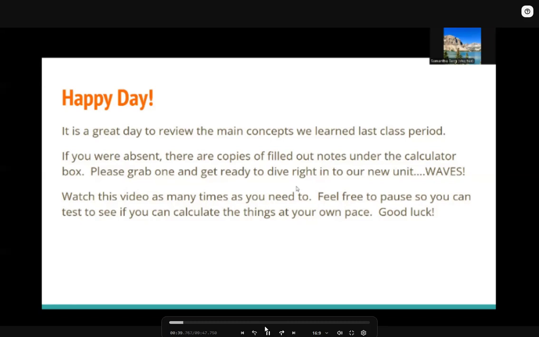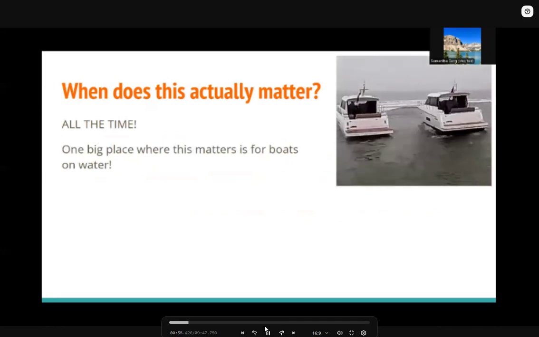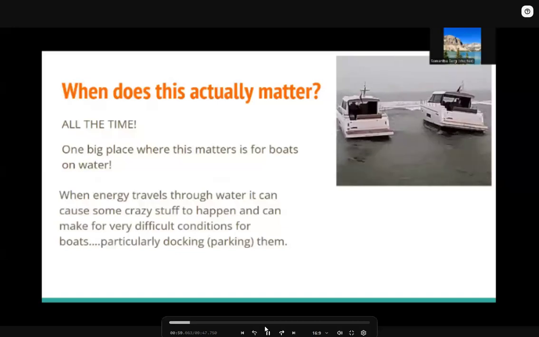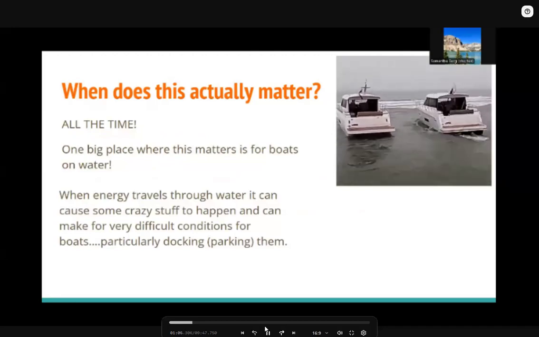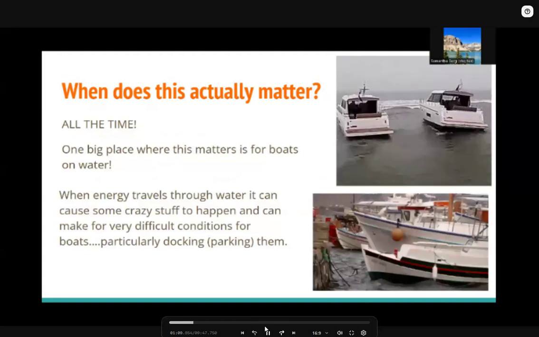So we've been studying waves. That's the last thing we took notes on. And when we think about it, when does this stuff actually matter? The answer is all the time. One big place where this matters is boats on the water. Look at those boats bobbing up and down. When energy travels through water, it can cause some crazy stuff to happen and can make it very difficult to live in those conditions, particularly when docking and parking those boats. So today we're going to do a little assignment called Don't Rock the Boat.